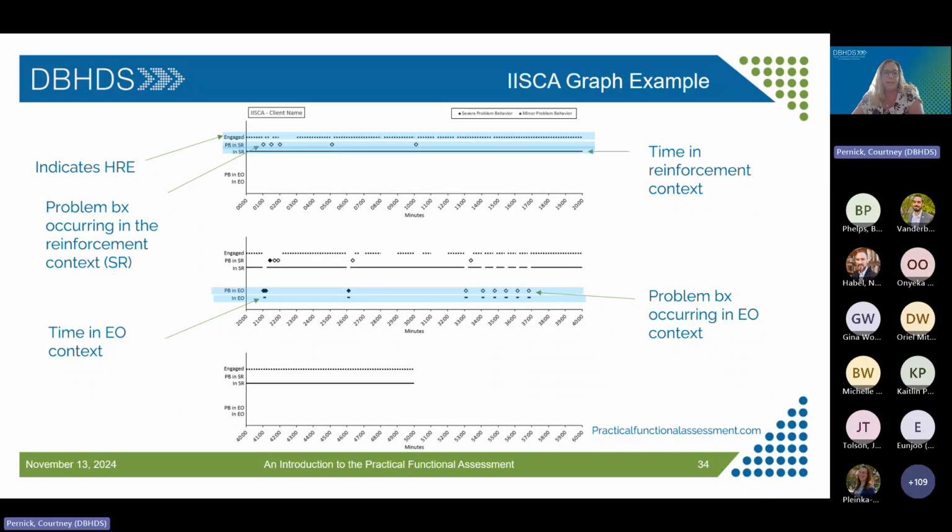Along the y-axis, from the top to bottom, you're going to see this first series of data indicates the time the learner is happy, relaxed, and engaged. The second series of data indicates any problem behavior that occurs during the reinforcement context. So we have the black diamonds for severe problem behavior, or R1s, and white diamonds for minor problem behavior, or R2s. The third series shows the time spent in the reinforcement context.